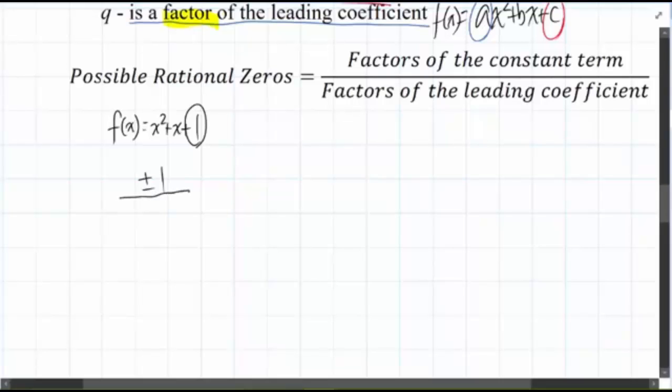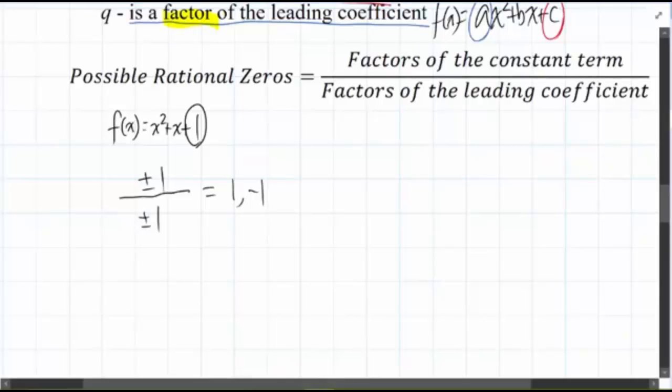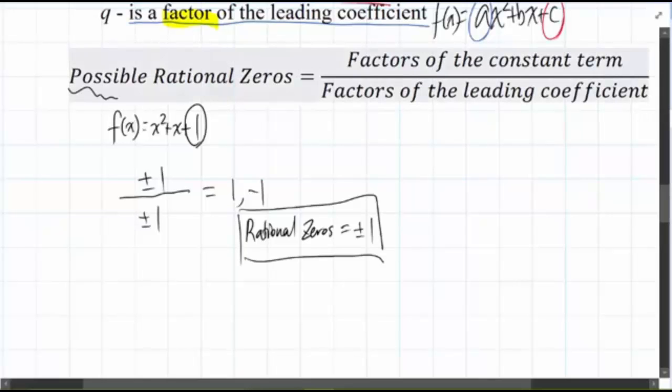So it's over the factors of the leading coefficient. Positive 1 divided by positive 1 is 1. Negative 1 divided by positive 1 is negative 1. Positive 1 divided by negative 1 is negative 1. Negative 1 divided by negative 1 is positive 1. So we don't need to repeat it. So the rational zeros or roots, zeros in this case, would equal positive or negative 1. So remember, it's only possible.